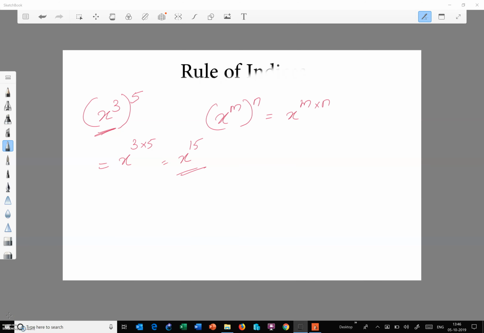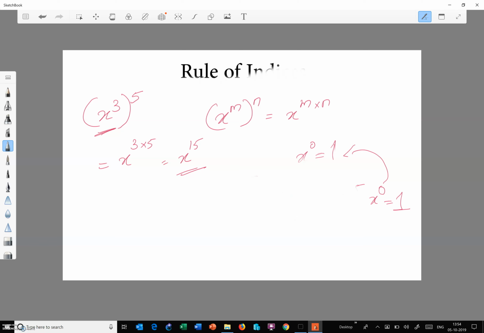Now there is one more rule of indices, which says x to the power of 0 is equal to 1. This rule comes from the fact that dividing a number by itself results in 1. For example, x to the power 5 over x to the power 5. According to the rule that we have just studied, it is x to the power 5 minus 5, which is equal to x to the power 0, and applying this rule results in the answer 1.